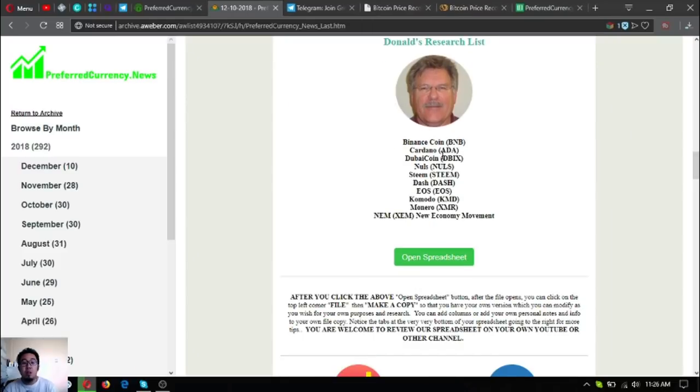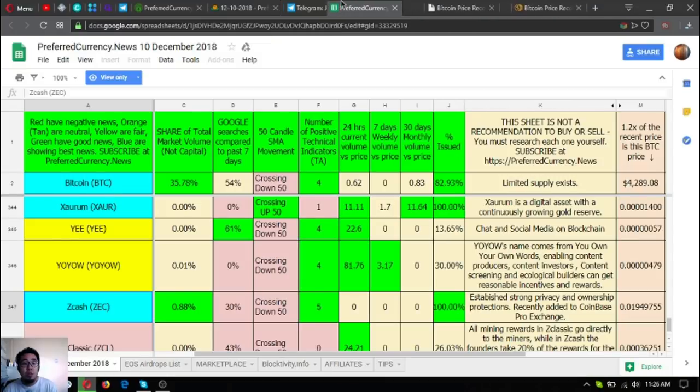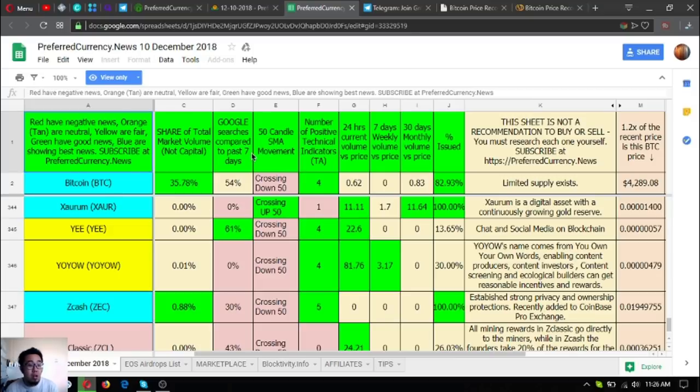These are Binance Coin, Cardano, Dubai Coin, Null, Steam, Dash, EOS, Komodo, Monero, and NEM, or New Economy Movement. So here is Don the Guru's research list, and as stated in cell A1, the red have negative news, the orange are neutral, the yellow are fair, the green have good news, and the blue are showing the best news. So the blue ones are the best ones that you should include in your research list.